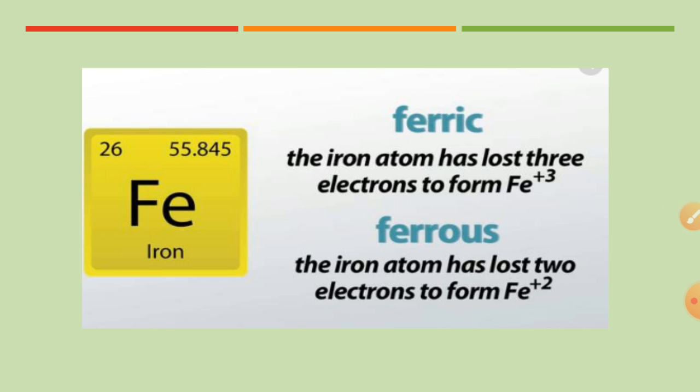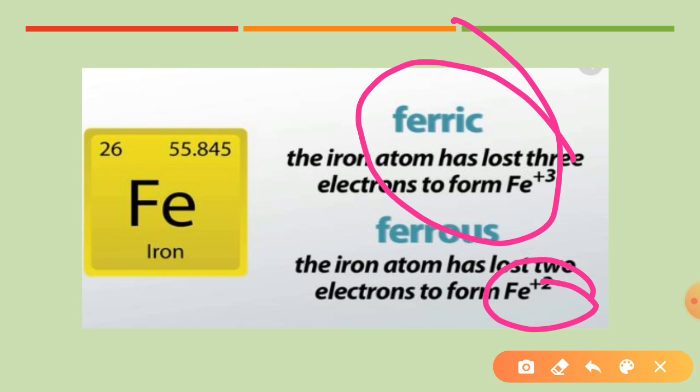So some elements show more than one valency. They have variable valency. For example, in ferrous sulfate, the valency of iron is 2. Iron, or ferrum, sometimes shows +2 valency. Its combining capacity is 2, and sometimes its combining capacity is 3. So such elements show variable oxidation, variable valency. You have to learn that +3 is for ferric and +2 is for ferrous.